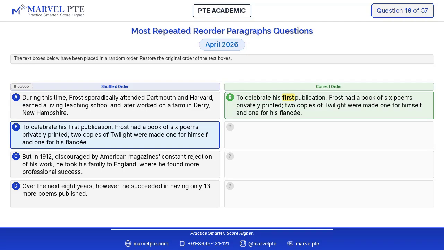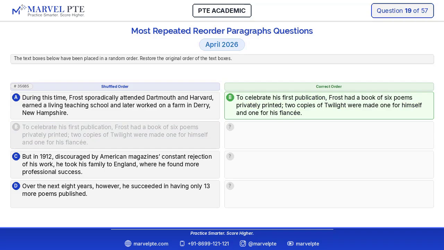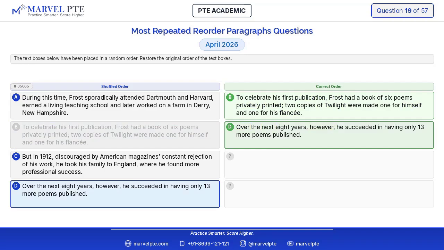To celebrate his first publication, Frost had a book of 6 poems privately printed. 2 copies of Twilight were made, one for himself and one for his fiancée. Over the next 8 years, however, he succeeded in having only 13 more poems published.